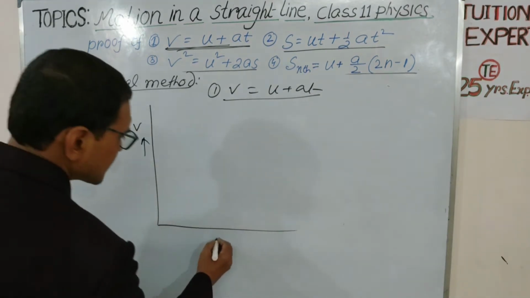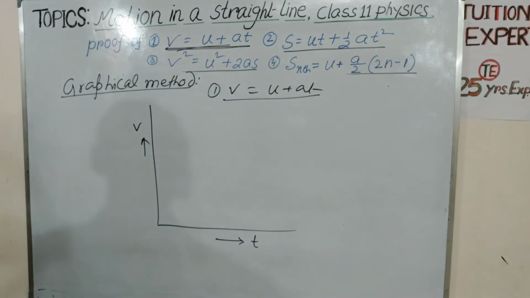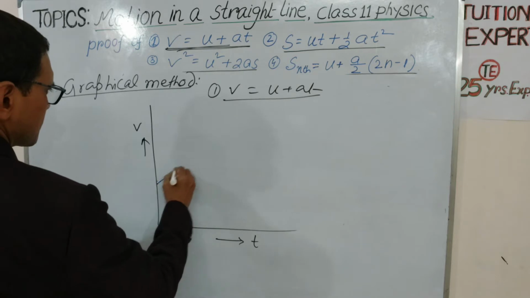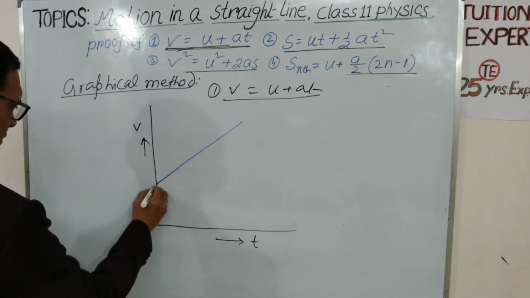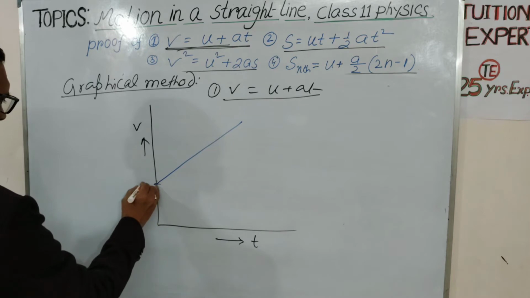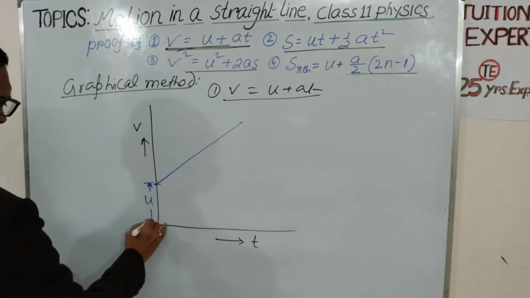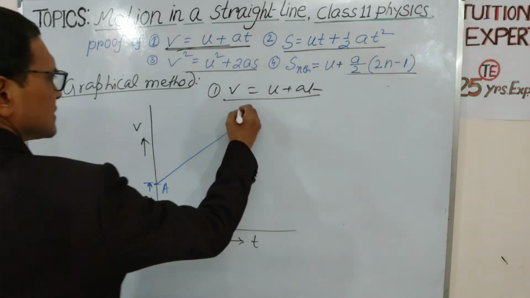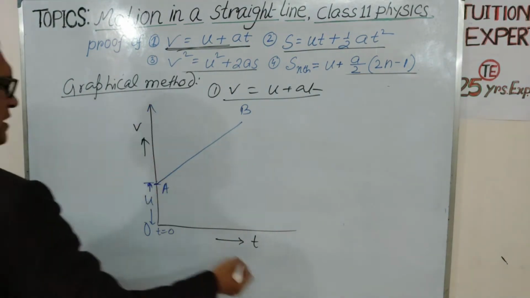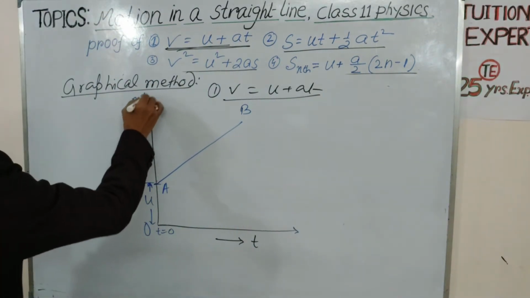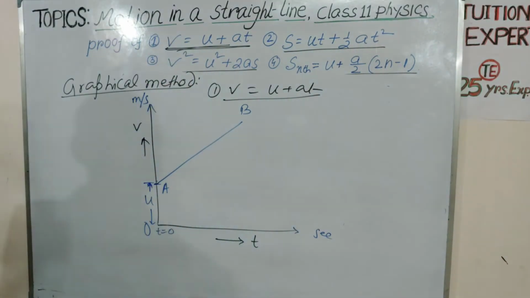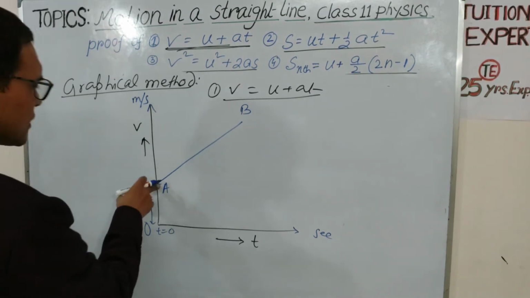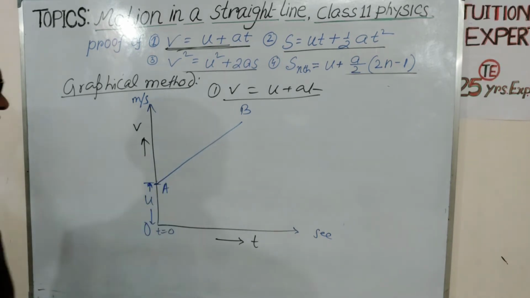This is velocity, this is time. This is u, t equal to 0 here. Suppose this is O, this point is A, this point is B. This is a velocity time graph, this is meter per second, this is second. We draw a velocity time graph of a particle. The particle starts with initial velocity u, and the motion is uniform acceleration.